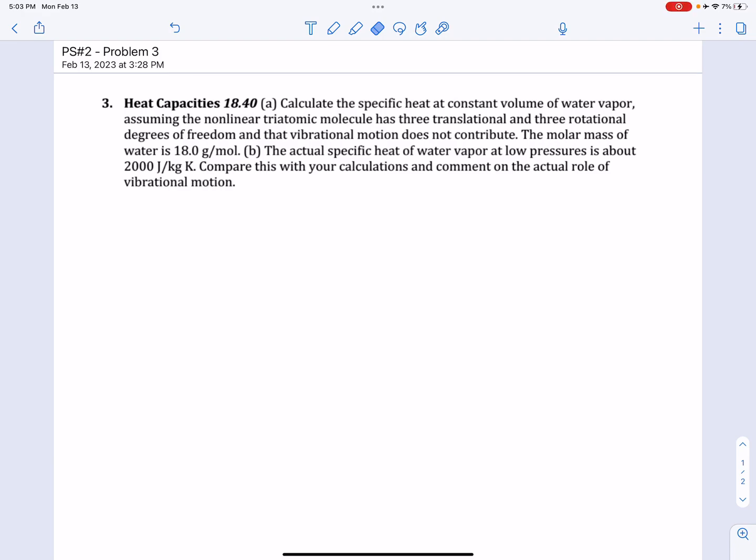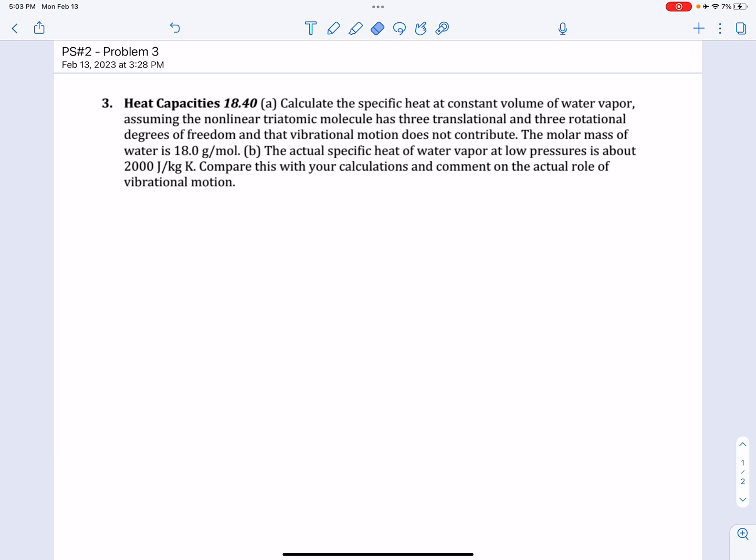Hello, this is problem set number 2, problem 3. For part A, calculate the specific heat at constant volume of water vapor, assuming the nonlinear triatomic molecule has 3 translational and 3 rotational degrees of freedom, and that vibrational motion does not contribute. The molar mass of water is 18 grams per mole.